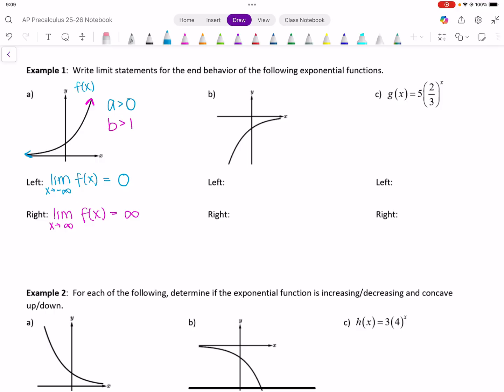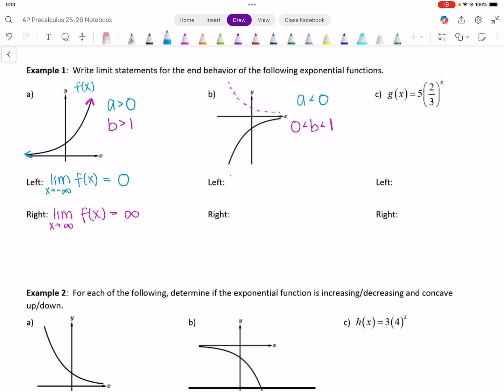But if we look at example B, based off of the graph, we can see that a is less than 0. And because if we were to reflect it over the x-axis, we can see that it's exponential decay. That means b is between 0 and 1.